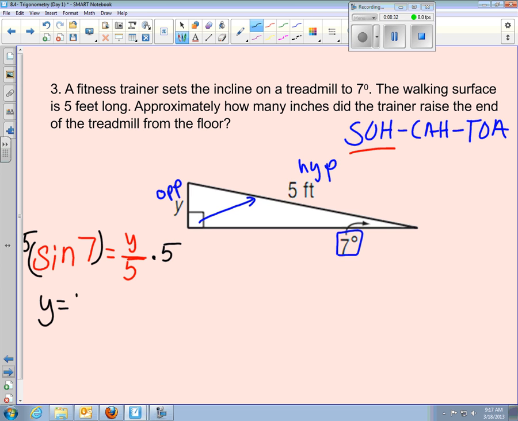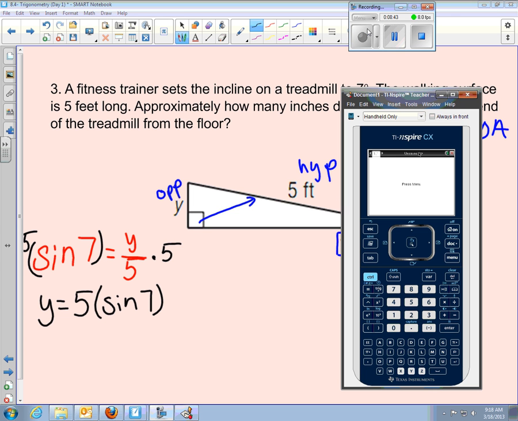So y is going to be 5 times the sine of 7 degrees. I want you guys to go ahead and look at your calculator. I'm going to bring mine up here, so just give me a moment. All right, so there's my calculator. Let's go ahead and make sure that it is in degrees, because remember our angles are talking about degrees.